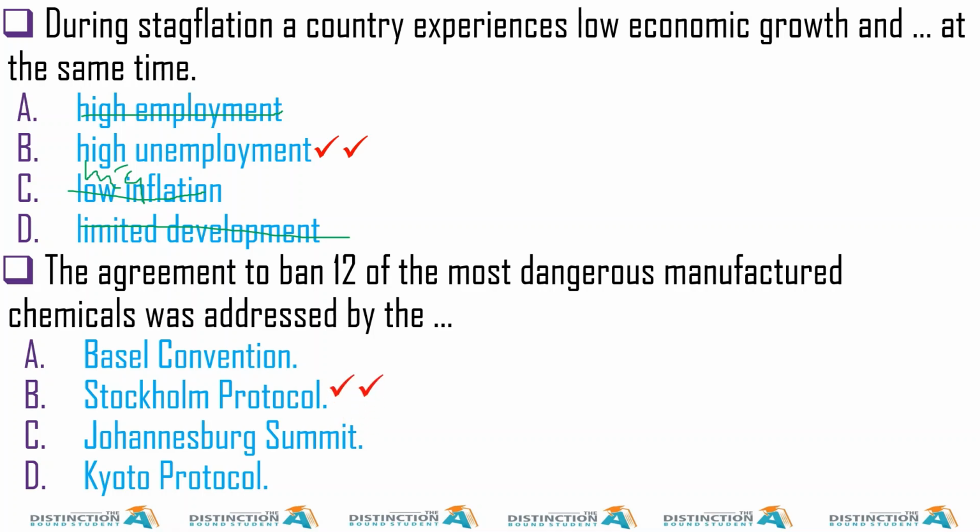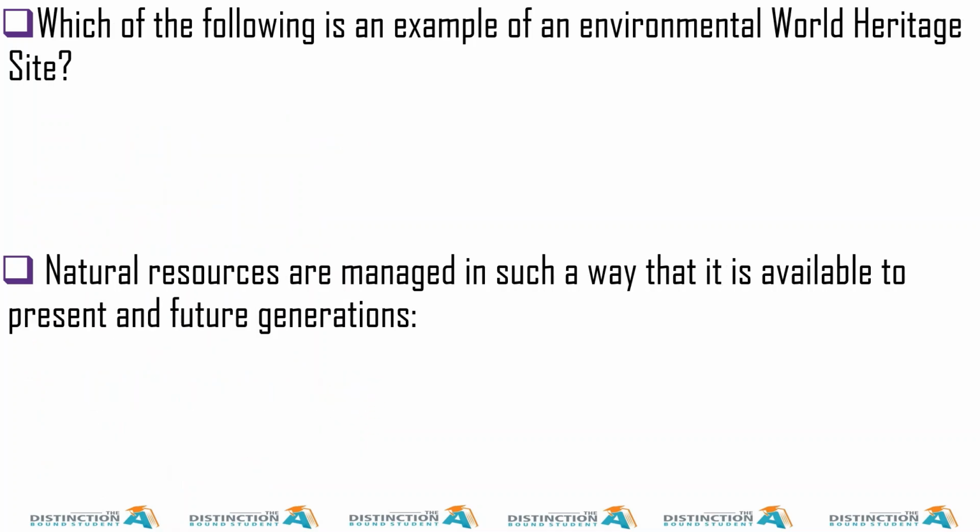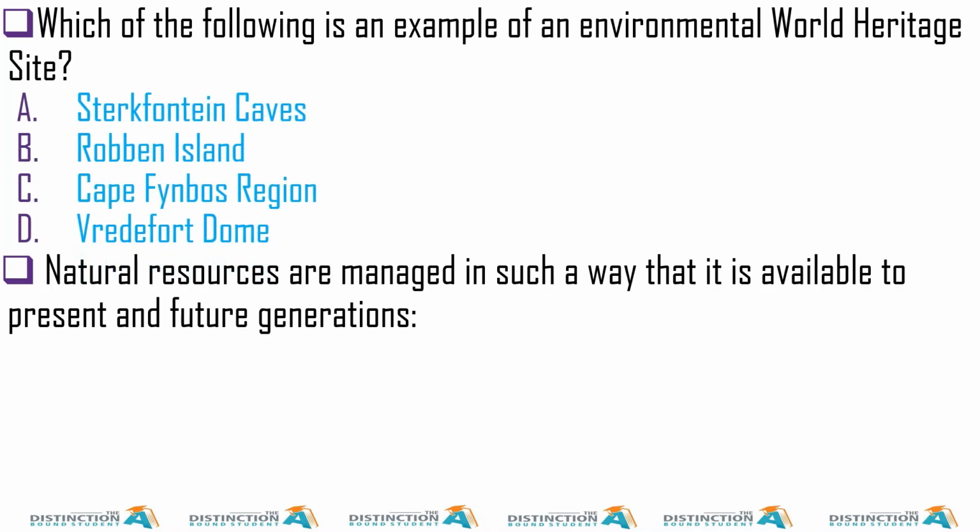The agreement to ban 12 of the most dangerous manufacturing chemicals was addressed at the Stockholm Protocol. Yes. The next one, which of the following is an example of an environmental World Heritage Site? So we have to see options here. These caves, no. Robben Island, no. This sounds more like it. The Frederick Dome, no. So it's obvious then.